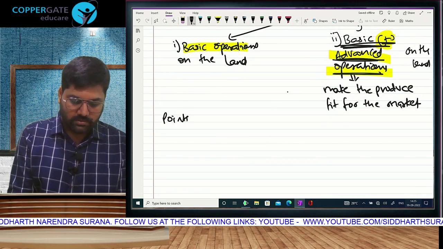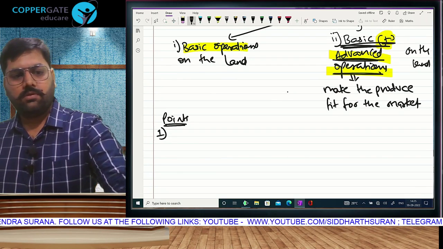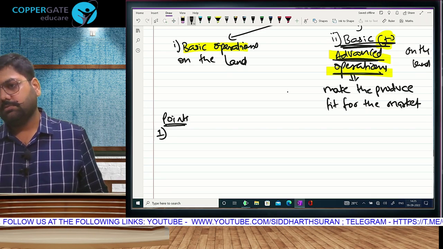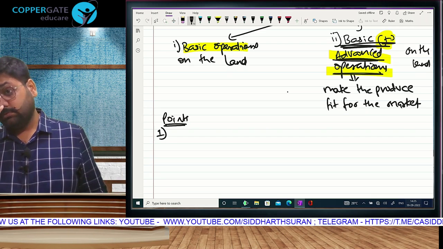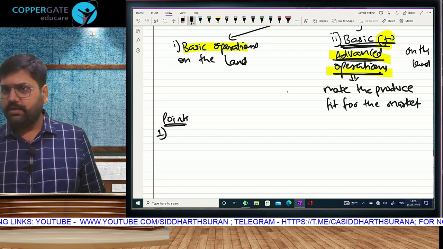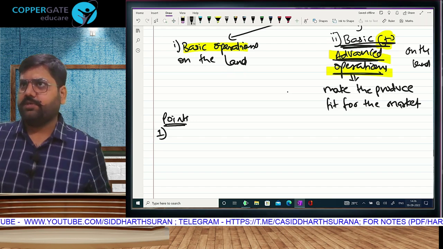Sir, can it be like this? You are doing basic agriculture. You got a big plot of land, but you specialize in advanced operations. So you got basic agriculture as well. But are you doing both? Both, yes. Then it's okay. But then you may not be doing advanced operations on your entire land.